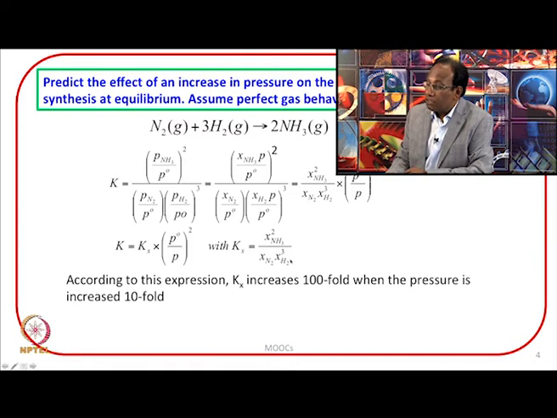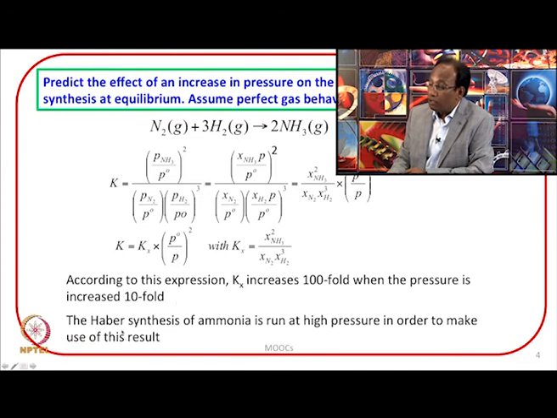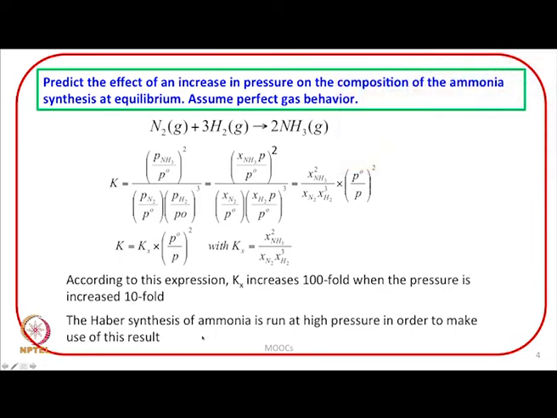And Kx, you see, Kx is the ratio of the mole fractions of ammonia and the reactants. So if Kx increases, that means the production of ammonia increases. And that is why you see the comment over here, the Haber synthesis of ammonia is run at high pressure in order to make use of this result. So this example very clearly demonstrates the effect of pressure on the equilibrium composition.